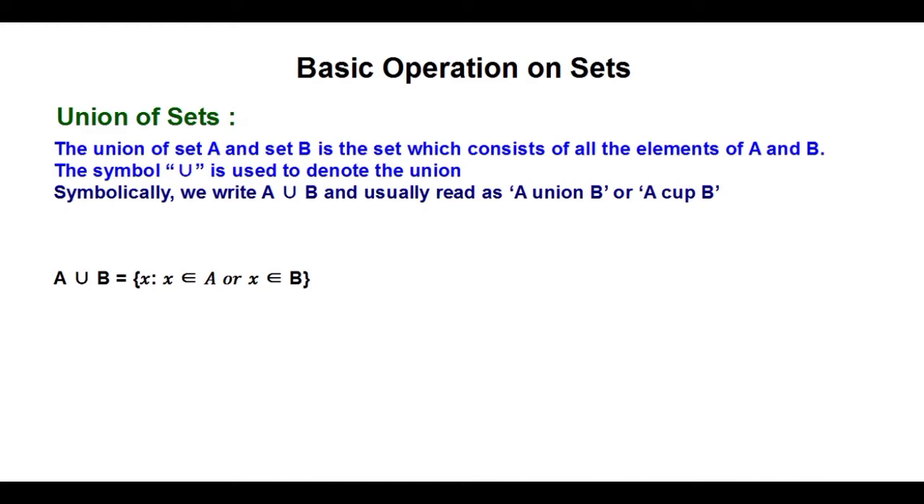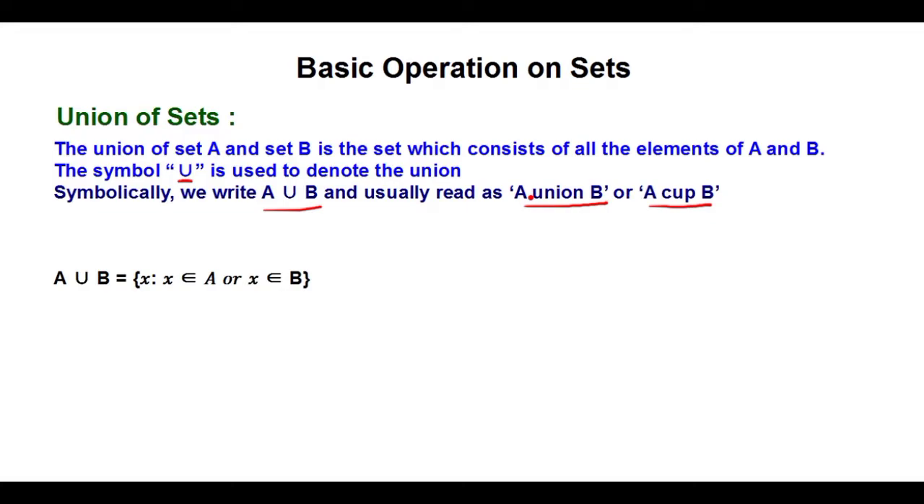Okay, and the next one, union of sets. So what is the union set here? The union of set A and set B is the set which consists of all the elements of set A and B. The symbol we use for union is the U symbol. Symbolically we write A U B, and we usually read it as A union B or A cup B.